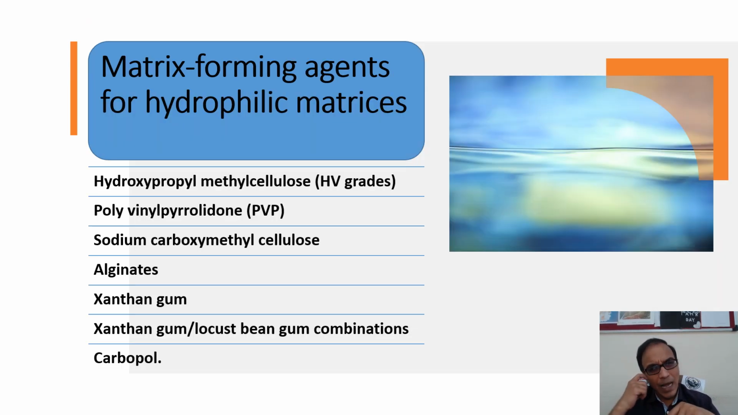Now, take an example of matrix forming agents for hydrophilic matrices. Examples include hydroxypropyl methyl cellulose HV grade, where HV means high viscosity grade; PVP, polyvinyl pyrrolidone; sodium carboxymethyl cellulose, SCMC; alginates; xanthan gum and locust bean gum combinations; and carbopols or carbomers. These are the matrix forming agents for hydrophilic matrix. Now, how is it formed?